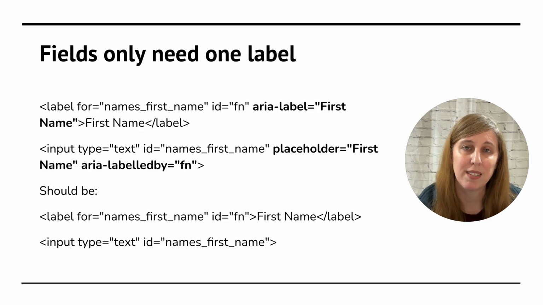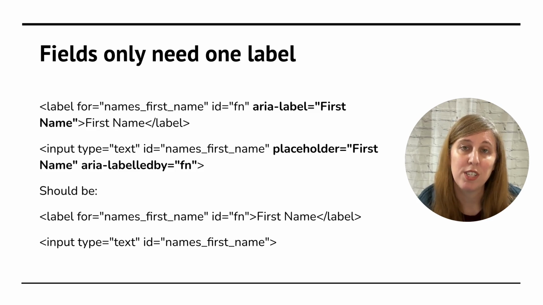Another really common example is the overuse of ARIA label and ARIA labeled by. When we have our proper semantic HTML label, we don't need to add any additional ARIA label to it, because that will actually create a double read label, which can be really annoying. Similarly, when we properly associate a label and an input field, we don't need to add placeholder text or ARIA labeled by. Again, this can cause redundant reading, which is really annoying.